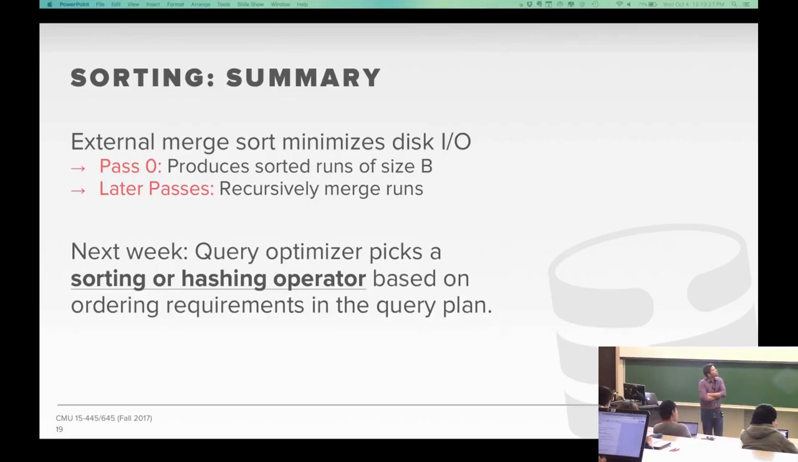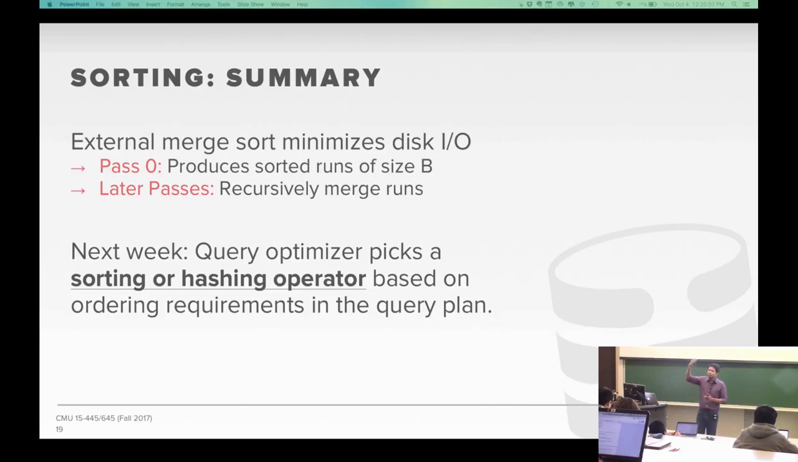To summarize sorting, the goal of external merge sort is to minimize disk I/O. In the first pass, we produce sorted runs of size B. Then in the later passes, we do a recursive merge to construct the sorted table. So it's a recursive divide and conquer strategy. Next week, we'll illustrate how the query optimizer picks a sorting or hashing operator depending on the ordering requirements in the query plan.